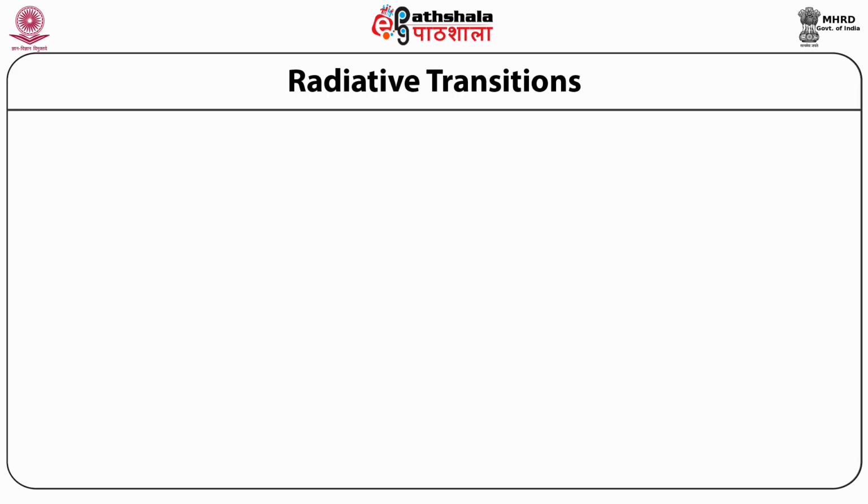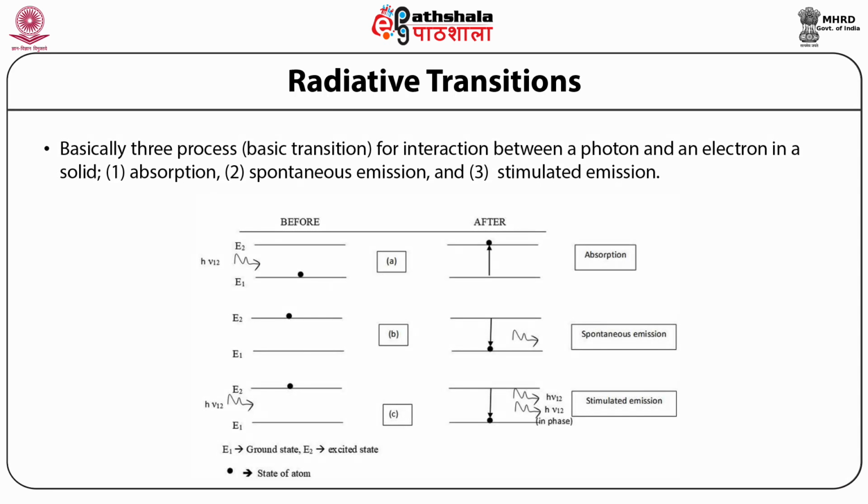Radiative transitions. Basically, three processes for interaction between a photon and an electron in a solid are: first is the absorption, second spontaneous emission, and third is stimulated emission. So this figure shows these three possibilities of transition of an atom from the energy level E2, that is the higher energy level, to E1.